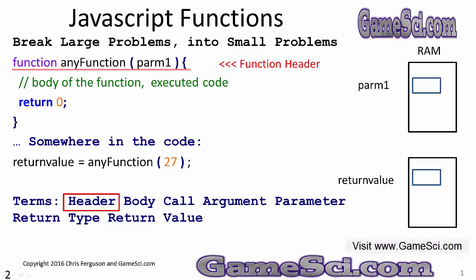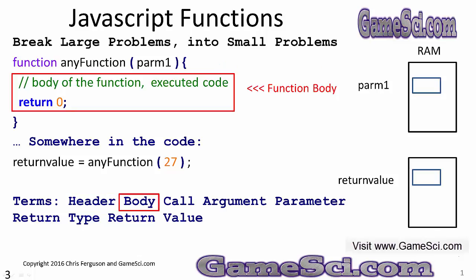First up is the header of the function. What is the header? The header is where we declare the function. When we type out the code that says we want to build a function right here. So you can see the function, anyFunction with a parm1 parameter. This is the header of the function. Not really an executable line of code, more of a declaration of the function.